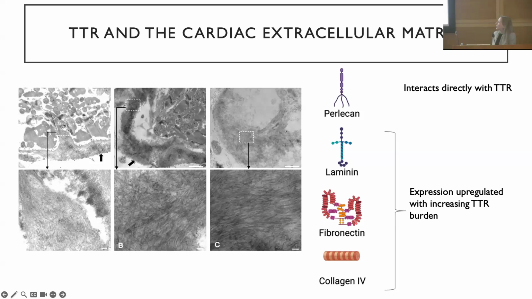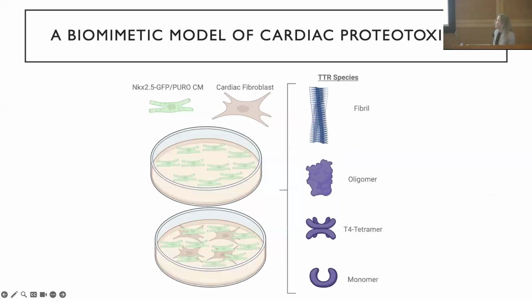And these are just electron micrograph images of fibrils taken from patients at autopsy. And you can see that they basically just completely take over the tissue until the cardiomyocytes are, for all intents and purposes, wiped out. So we thought we'll try and mimic this by actually providing an extracellular matrix similar to what the cells might see in vivo.